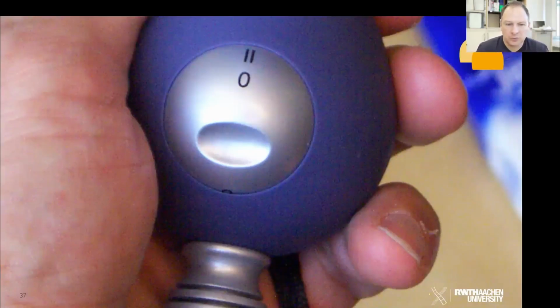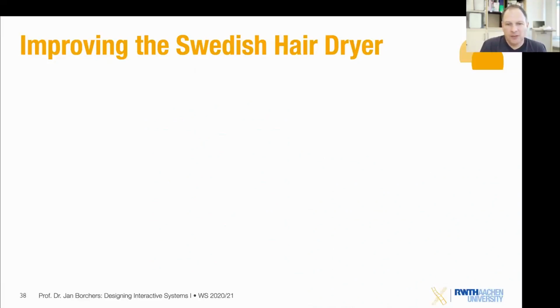Now, if you were to improve the Swedish hairdryer, does anybody have a suggestion on how you would fix this design?